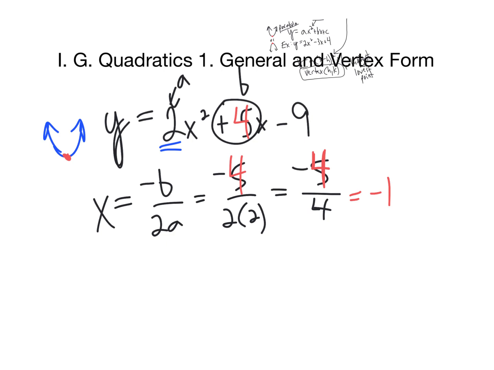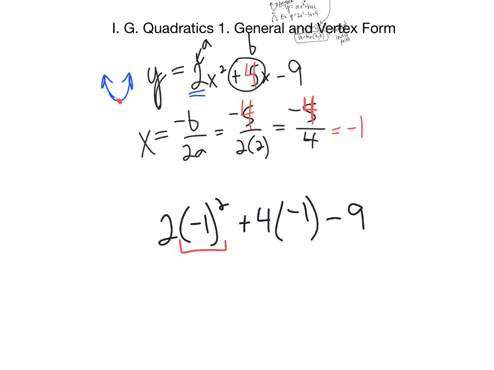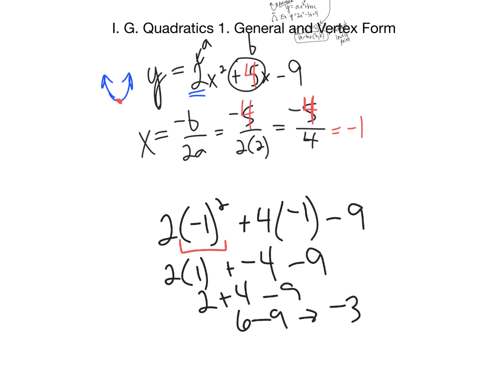So that tells us x is equal to negative 1. And then we just need to put a negative 1 back in place of x and then work this out. With your calculators, you could just type all this in there. Probably would be good to put parentheses around that negative 1. We could work it out by hand, but you could technically just type that in your calculator, which would be negative 3. So that tells us that negative 1, negative 3 would be the vertex for that graph.